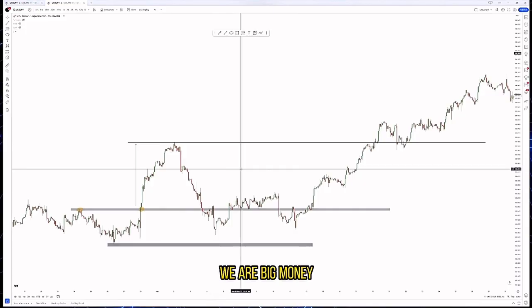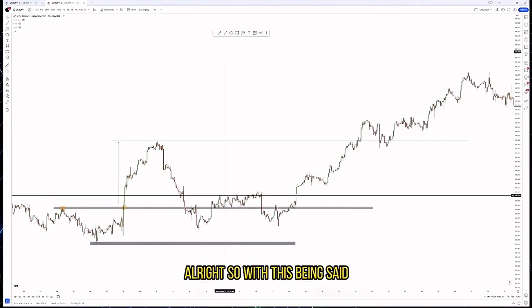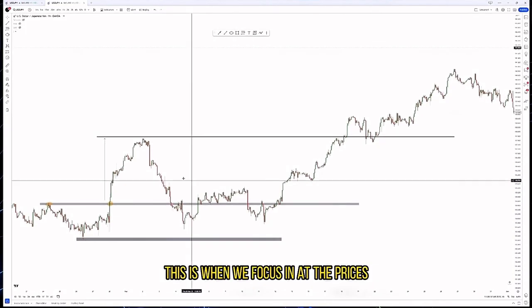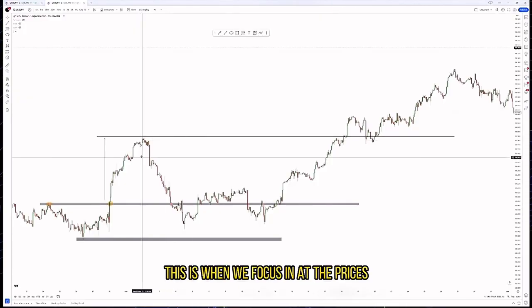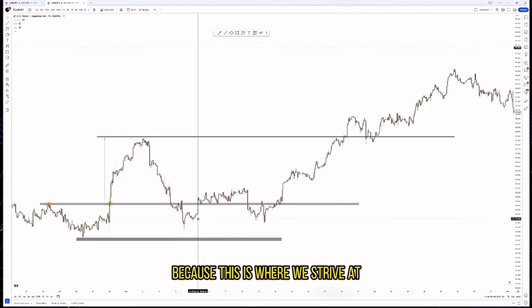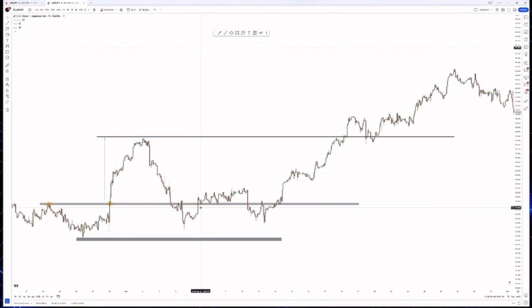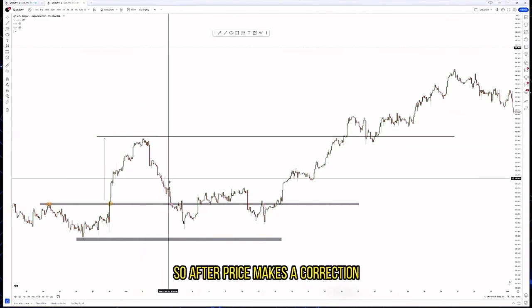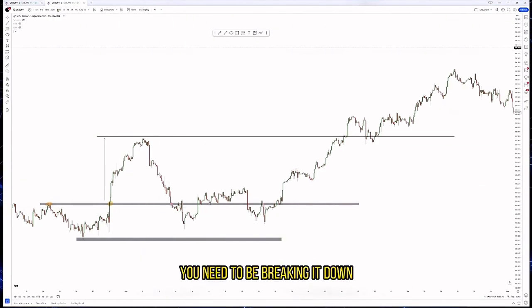We are big money. All right, so with this being said, this is when we focus in. After price is on its correction, this is where we focus in. We focus in on this area because this is where we strive. So after price makes a correction, you need to be breaking it down.